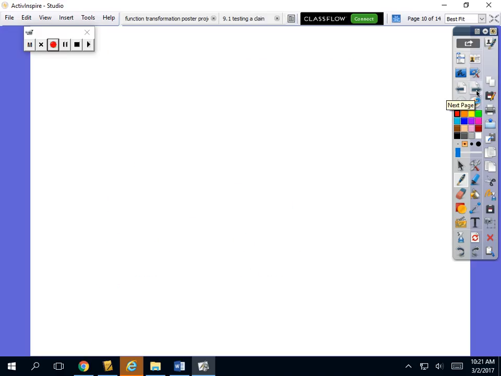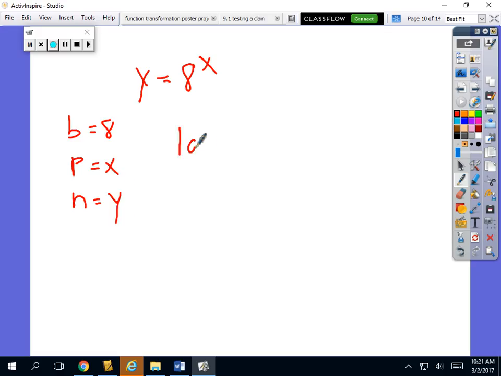Okay, and then we've got to find the inverse of this exponential, y equals 8 to the x. So use your b, p, and n. b is 8, p is x, and n is y. So we write log base b, which is 8, of n equals p, and then switch your x and y. So log base 8 of x equals y, and that's your inverse.